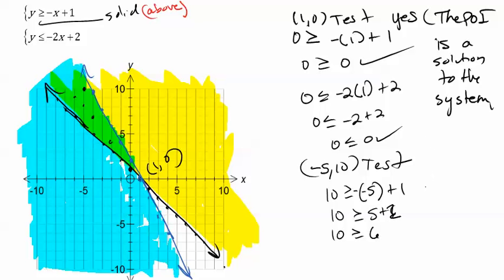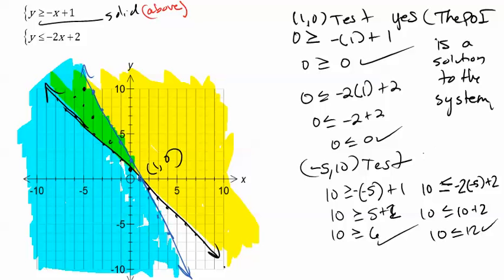And let's test it in the second inequality. We have 10 is less than or equal to negative 2 times negative 5 plus 2. So 10 is less than or equal to 10 plus 2. 10 is less than or equal to 12, and that's true. So it satisfies both of those. Basically those are solutions to my system. So yes, this is a solution to the system. Any point in that green region would work.